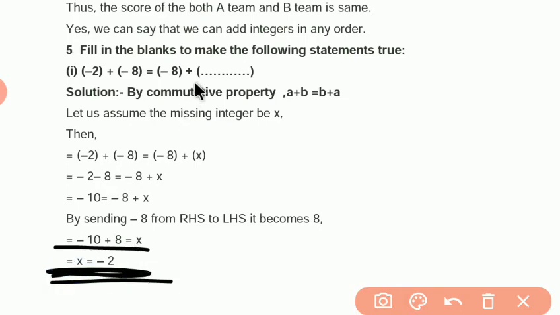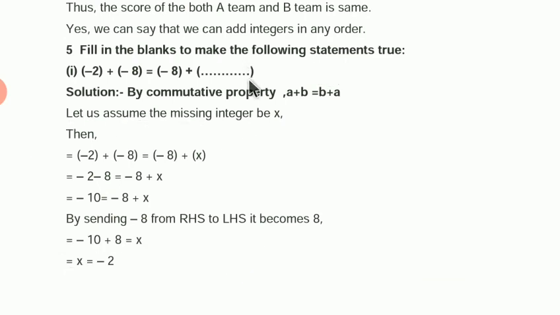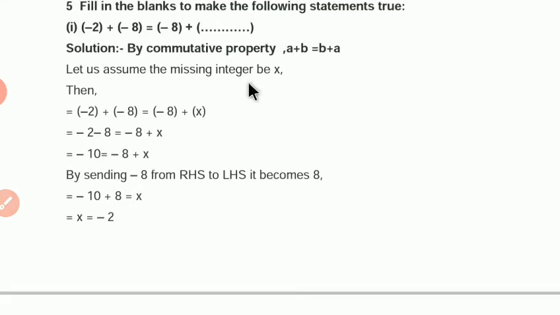You can see that by using this method also we get the answer as minus 2. But instead of solving this long method, we can also directly write the answer minus 2 by using the commutative property. That's why we have read about the properties of addition of integers.